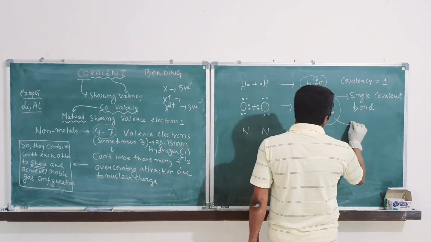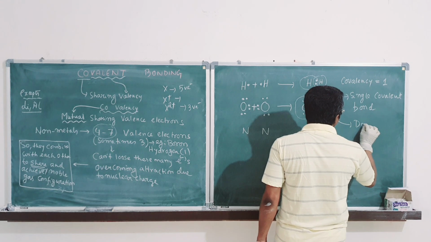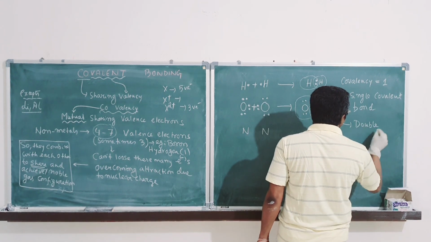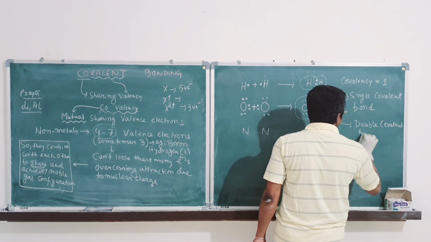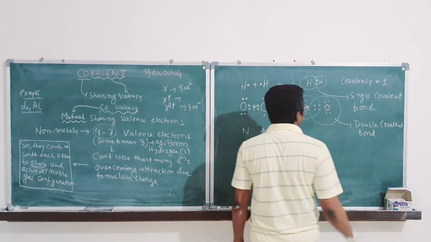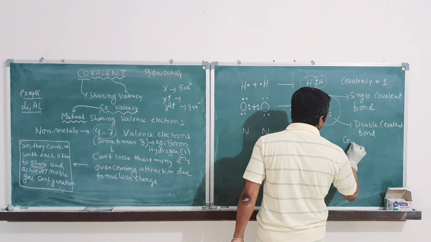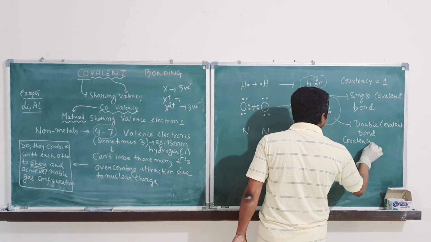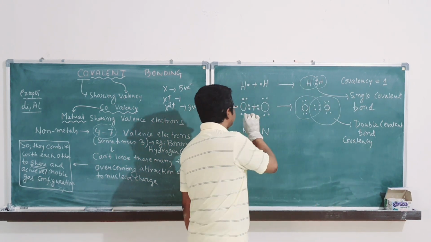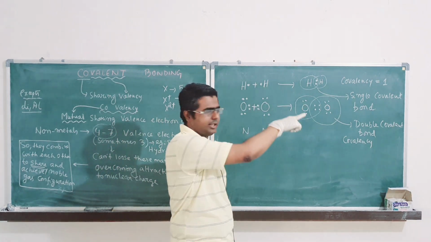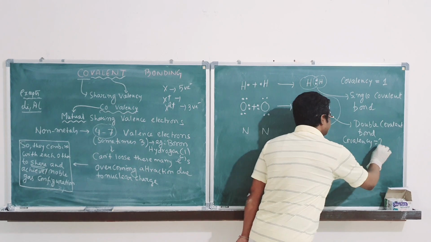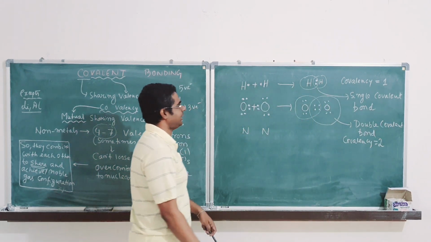So this is an example of double covalent bond. Okay? This is an example of double covalent bond. And what is the covalency over here? Covalency is basically, you have to consider one oxygen atom. One oxygen atom has contributed 2 electrons to this bond, right? So covalency is 2.